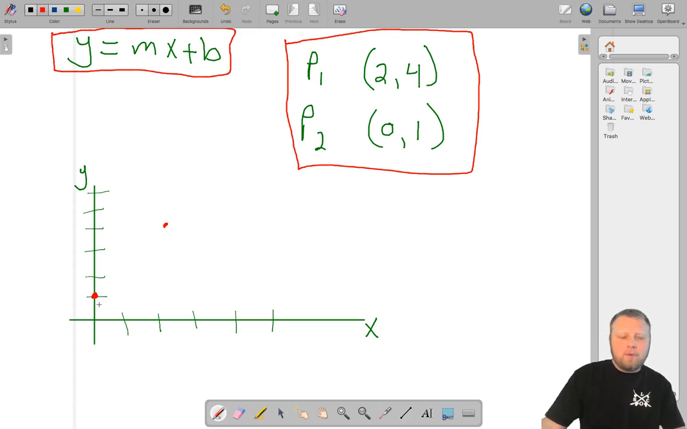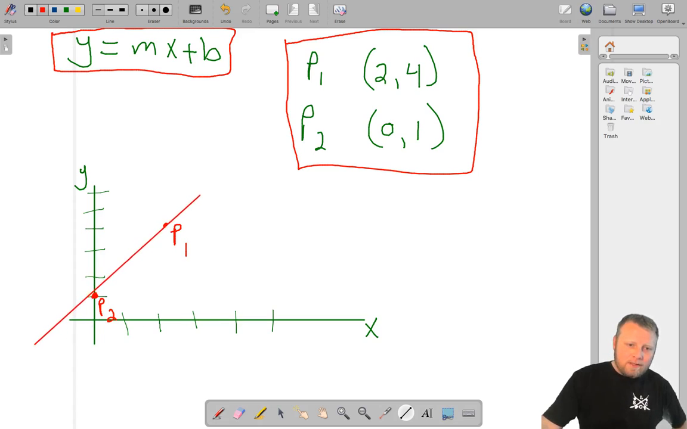Okay, so I plotted these 2 points right here. P1 is the point (2, 4), so 2 on the x-axis, up 4. So over 2 and up 4, there's our P1 value right there. Our P2 value is (0, 1). So x equals 0 is at the vertical axis, comma 1, so it's 1 high. This is our P2 value. Okay, so we do have the values already. 2 points do determine a line. We've got that covered by now. So let's go ahead and see if we can create a line that covers these 2 points.